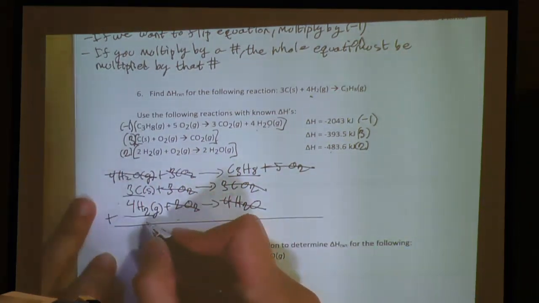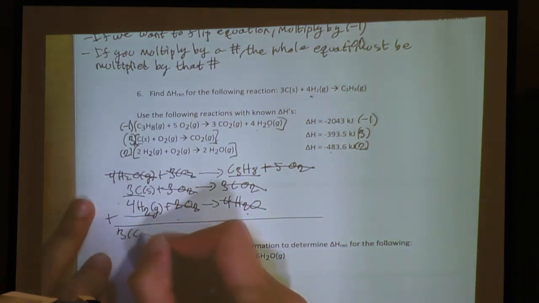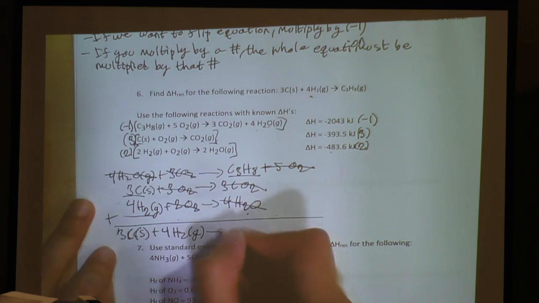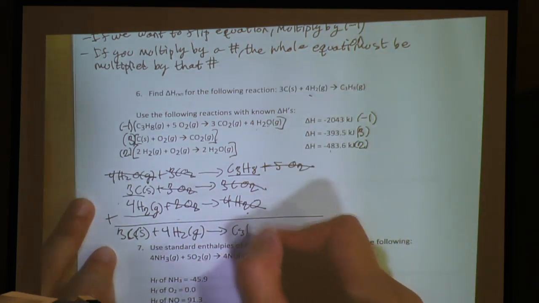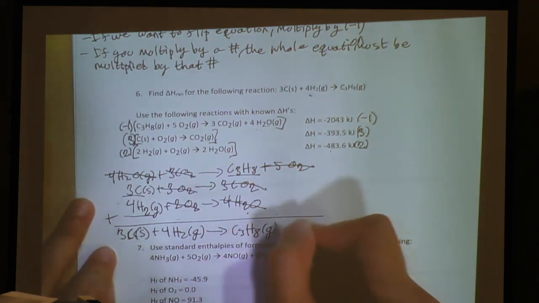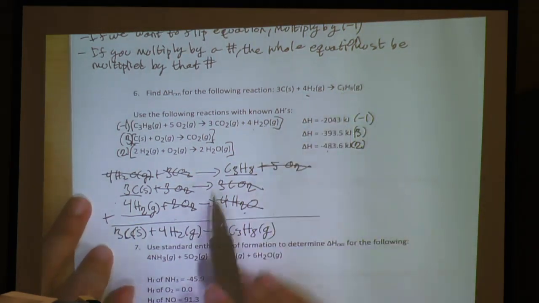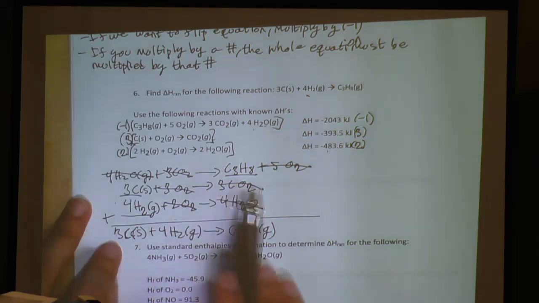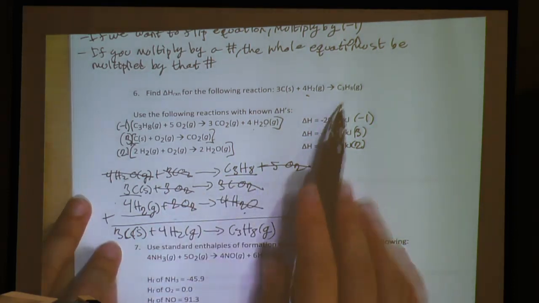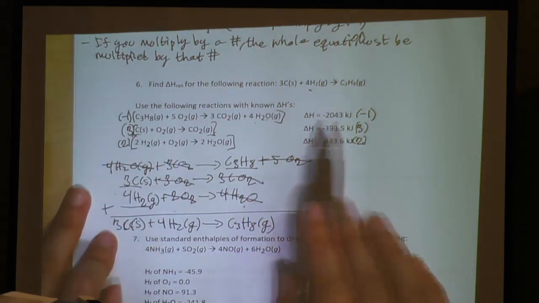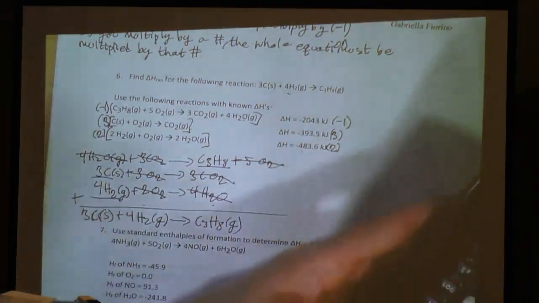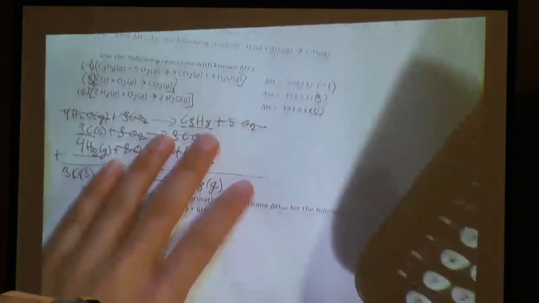We add all that together. We end up with 3C, that's a carbon, plus 4H2 makes C3H8, which is our end equation. So like I said, the good thing is you always know if you're right or not because your units will cancel and all that to get to this. So now we have to find the change in delta H. Well, delta means change, so I kind of said change.